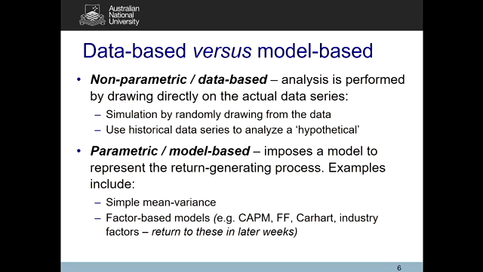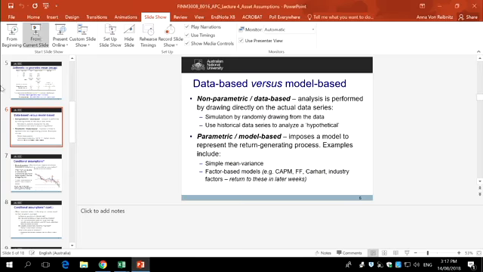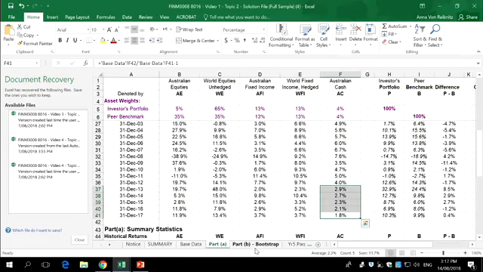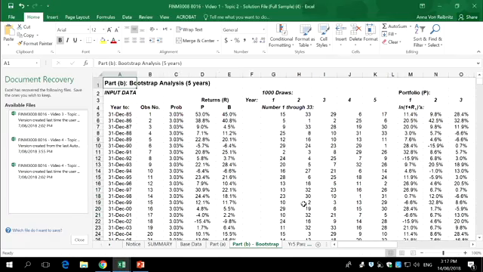Remember, you've actually done both of these already. So non-parametric or data-based methods are just focusing on the historical data series. You might choose to adjust the data series by imposing an expected return, and you're going to look at that next week in your Excel video, but you're basically focusing on the past to represent the future. One way of doing it is to simulate by randomly drawing on the data. Excel video 1, your bootstrap, that's exactly what you did.